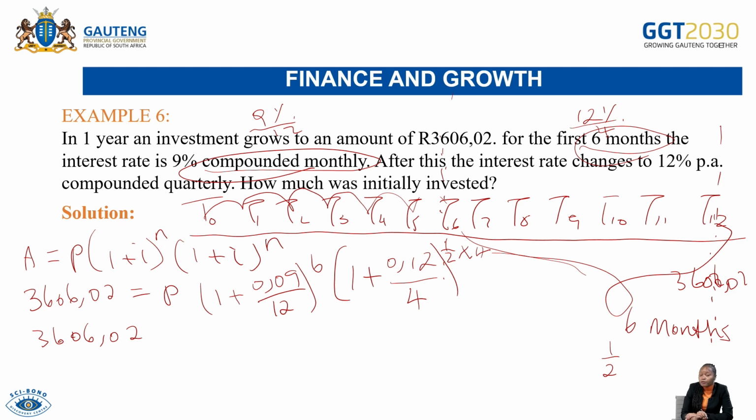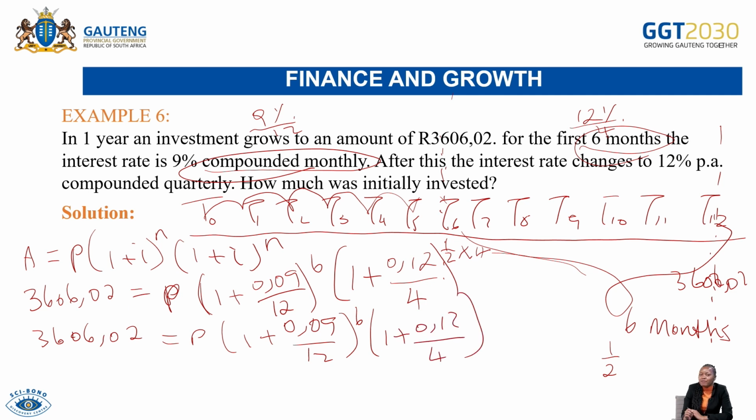3606.02. We are solving for P. So if I am solving for P, it's very easy. I just divide by everything that I'm not looking for, and I am left with what I'm looking for because this P is multiplying that bracket. So I'll have equals to P into 1 plus 0.09 over 12 to the exponent 6 into 1 plus 0.12 over 4 to the exponent. If I multiply the half by the 4, I'll get a 2.